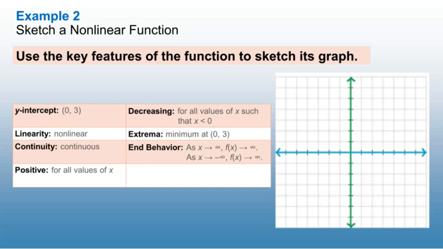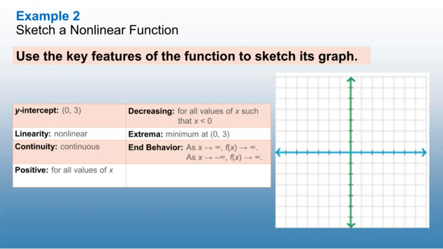Moving on to our next example. It says use the key features of the function to sketch this graph. So these are nonlinear, which means they have corners, they got bends, and the line. So the x-intercept is 0, 3. Linearity, nonlinear. It's continuous. That means there's no jumps, breaks. Positive for all values of x. This means that everything is above the x-axis.